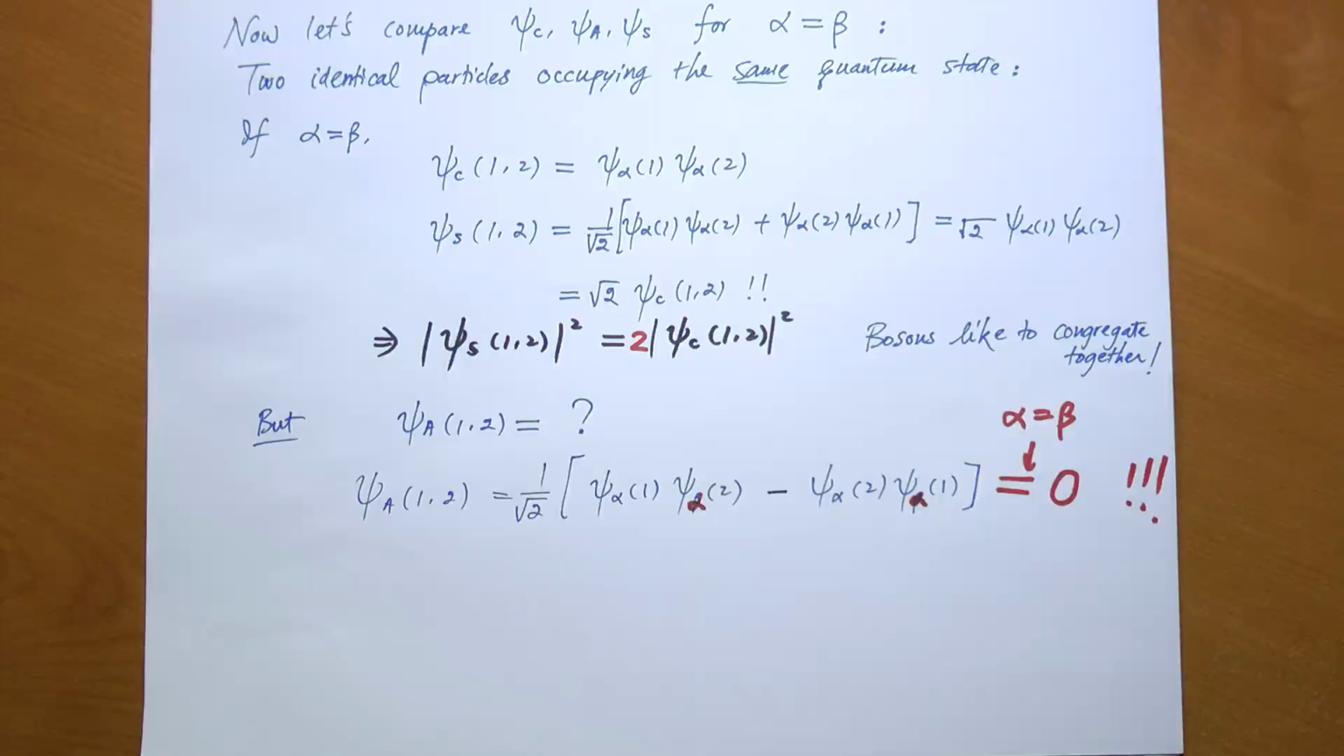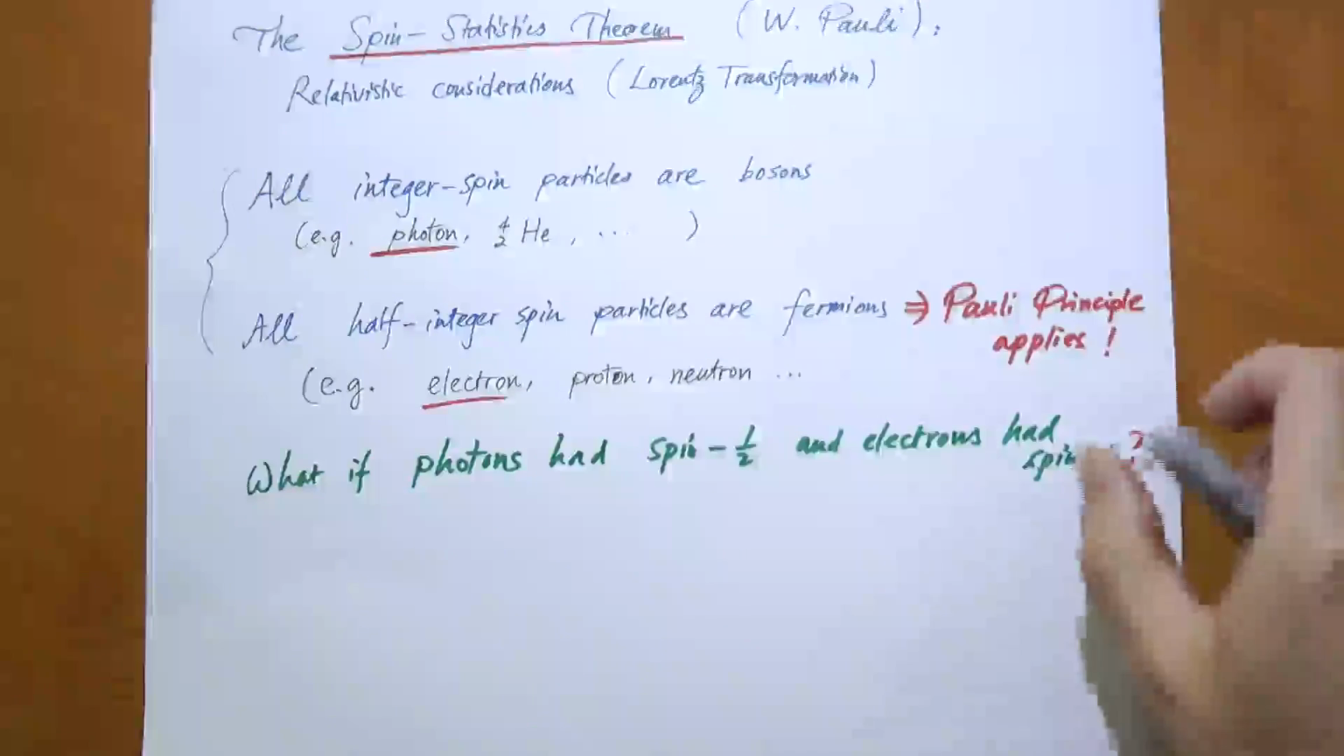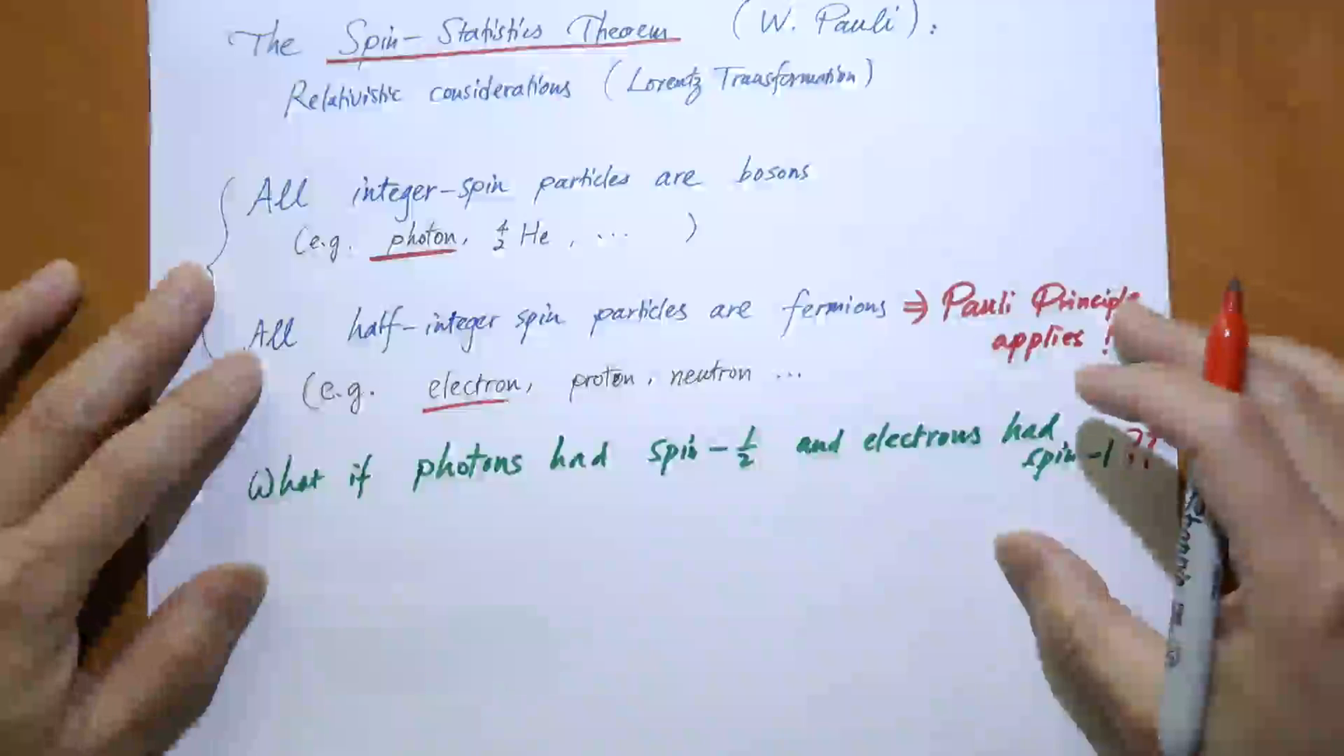But what about other particles? Is there a general way for us to tell which particles are fermions, so they satisfy the Pauli principle, and which particles are bosons, they do not satisfy the Pauli principle? The answer is yes. This is the so-called spin statistics theorem, first discovered by two physicists. One of them was the famous Wolfgang Pauli. Pauli finalized the spin statistics theorem, so it's generally attributed to him.